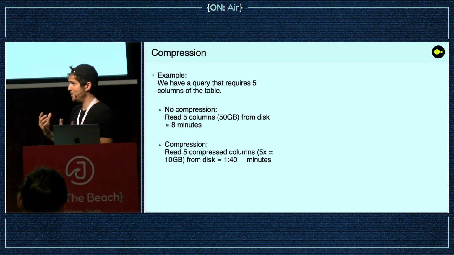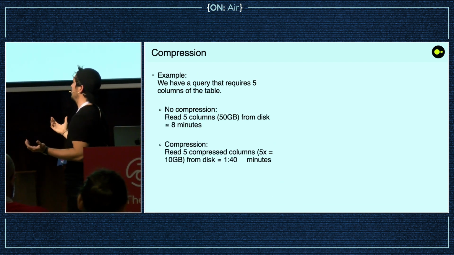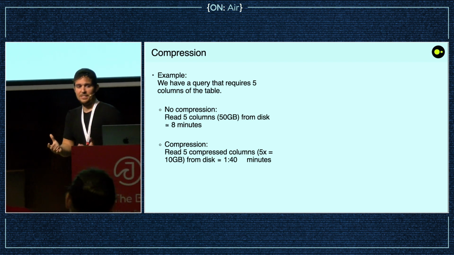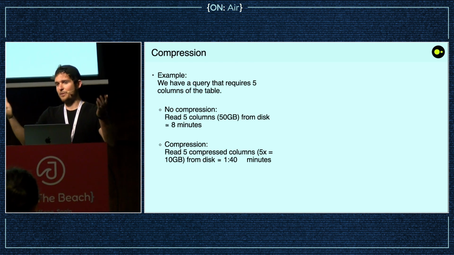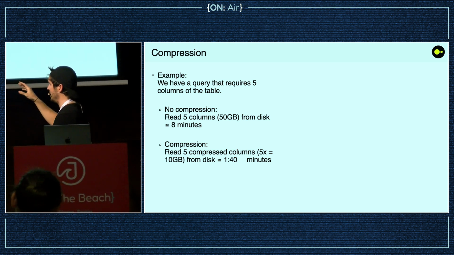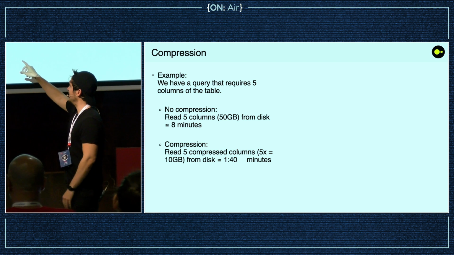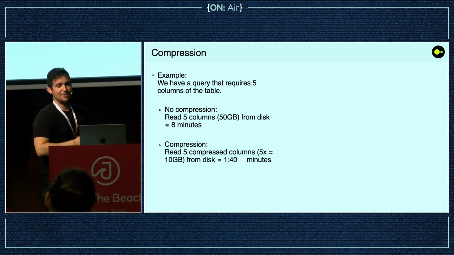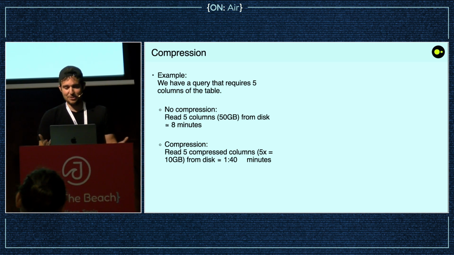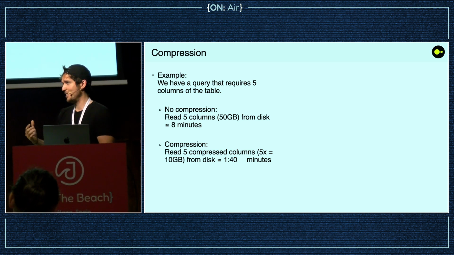And again, what does that mean in time, right? Like, okay, 5 times, what does that mean? If we take the same example as before, where we're reading 5 columns, 50 gigabytes from disk, and it was taking 8 minutes, now this 50 gigabytes will become 10 gigabytes because it's compressed. So you're suddenly not taking 8 minutes to read your data anymore, you're taking 1 minute and 40 seconds.